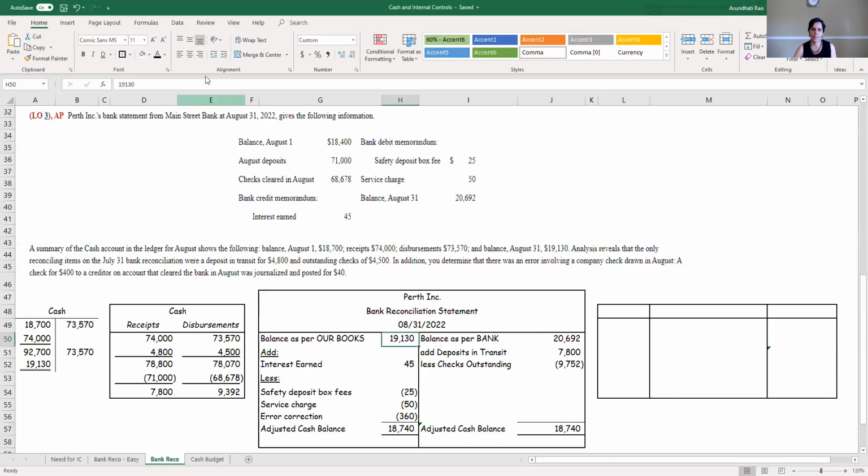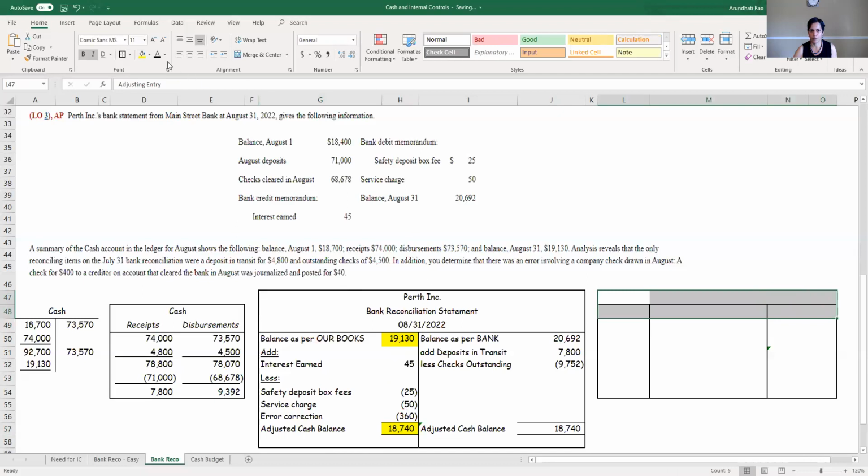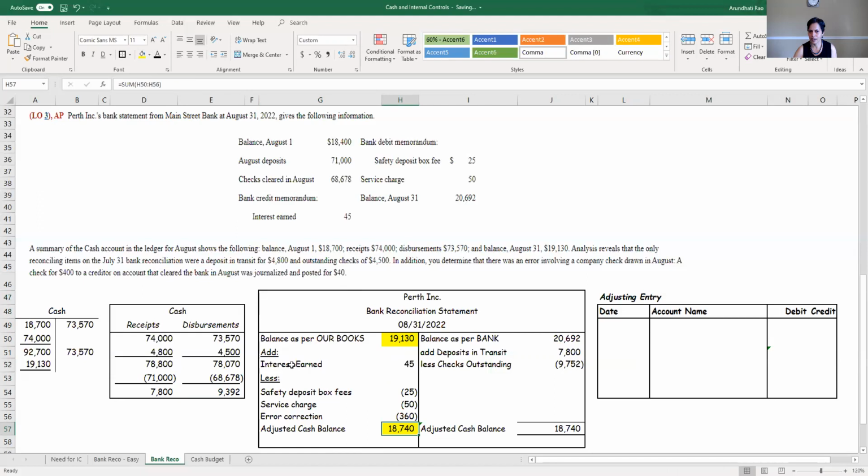Now, the bank statement, my books say that I have 19,130 in the bank, but this is the correct number I should have. That's the adjusted cash balance, that's the true cash balance. So I need to have a decrease in order to arrive at this number. We do that by way of journal entries because I can't just put this number in the balance sheet. I need to explain how I made the change, and that happens only by way of journal entries. All of these are going to happen on August 31st, 2022.